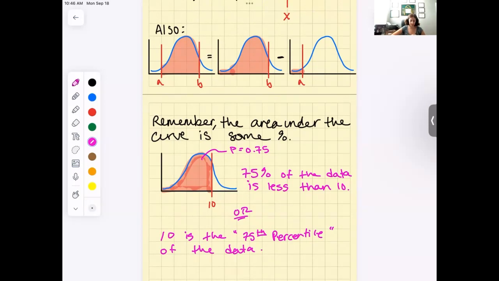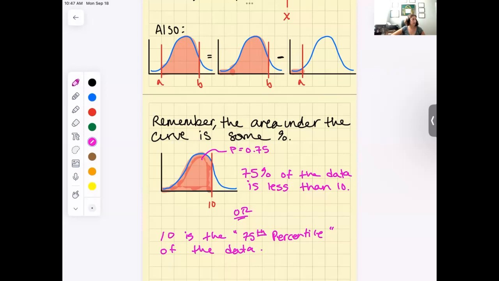So 75% of the data is less than 10, which would mean 25% of the data is greater than 10, right? So it is the 75th percentile. Whatever percentile they say, percentile implies less than, which means 75th percentile means 75% of the data is less than that number 10.